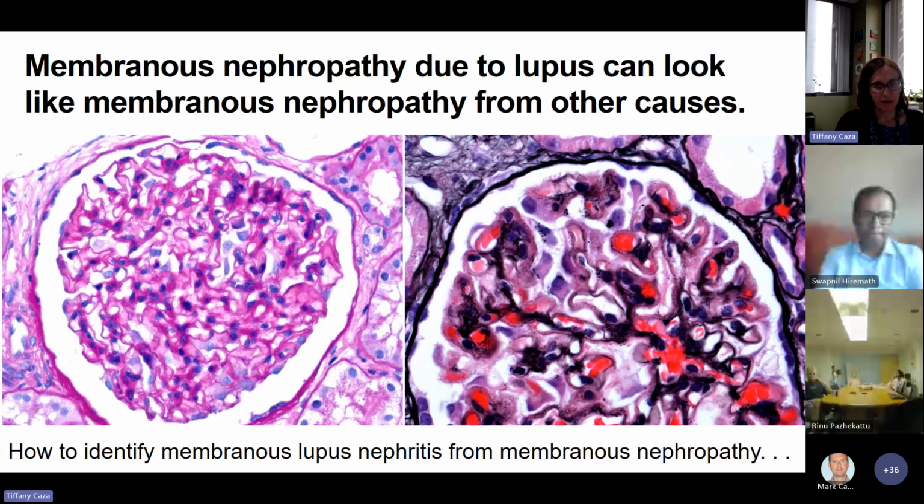Membranous due to lupus, though, can look very much like idiopathic membranous nephropathy. So how do we distinguish membranous lupus nephritis from idiopathic membranous? This is actually a case of NCAM-associated membranous lupus nephritis. But you see thickened glomerular capillary loops, and you have the presence of spikes and holes on silver stain. This could have an identical appearance to PLA2R positive membranous, for example.